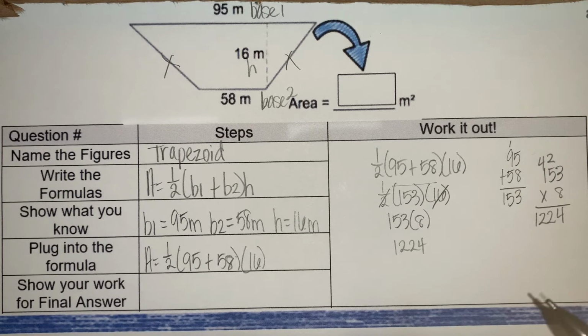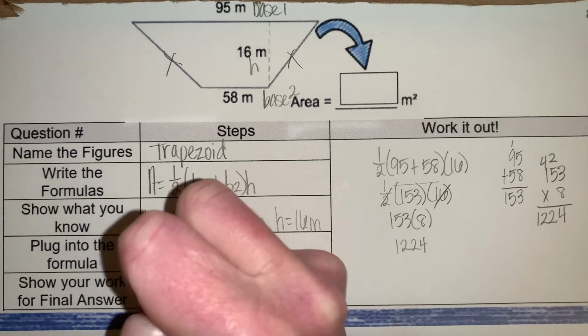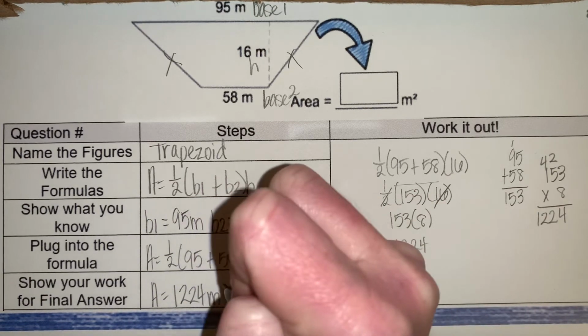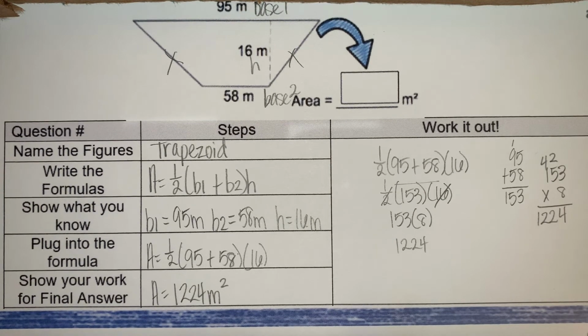So 1,224 would be the area of the trapezoid, 1,224 meters squared. Okay, that's the area of trapezoids. Well, that's all of the shapes that you're going to do.